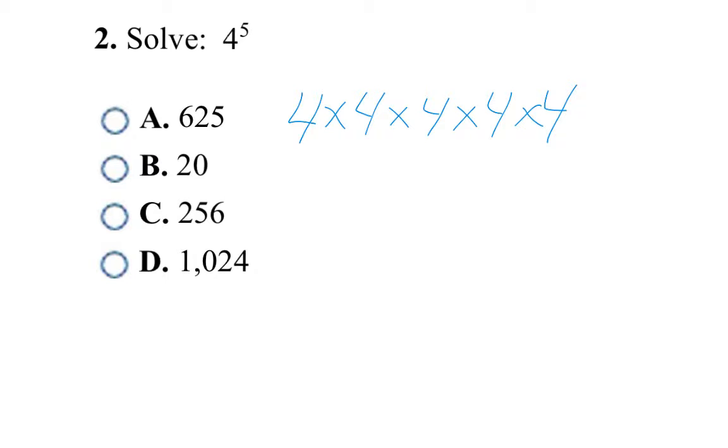So when you multiply 4 times itself 5 times, you're going to get an answer of 1,024, which makes your final answer D.